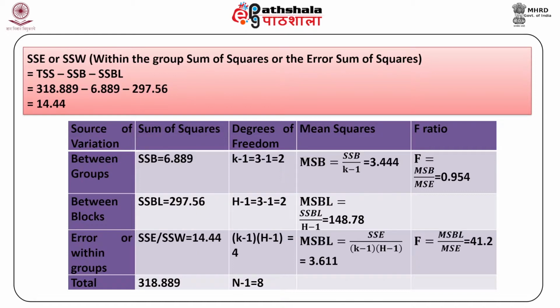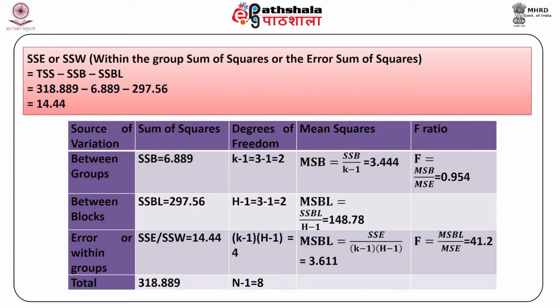Let's now find out SSE or SSW, which is within the group sum of squares or error sum of squares. Now, as defined earlier, this is equal to TSS minus SSB minus SSBL. And if you substitute these values of 318.889 minus 6.889 minus 297.56, we obtain error sum of squares or SSE equal to 14.44.